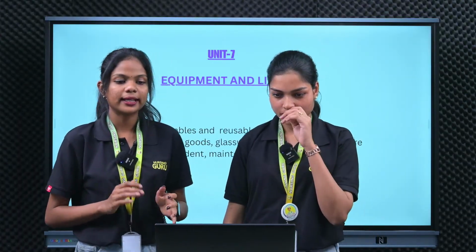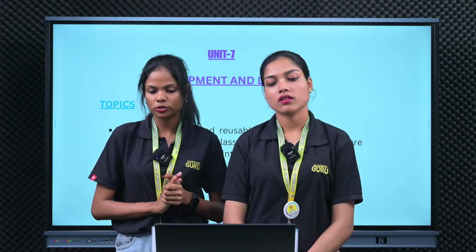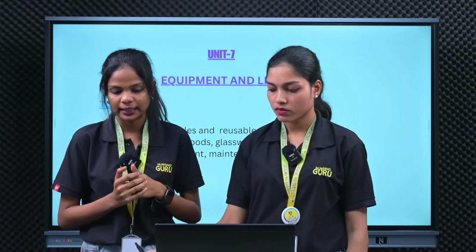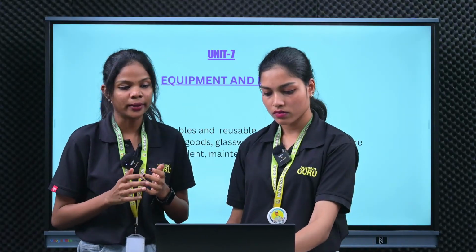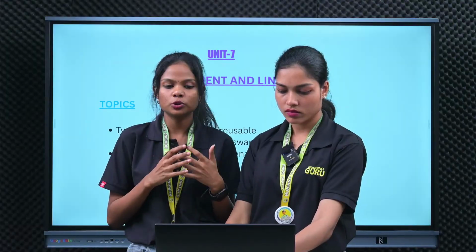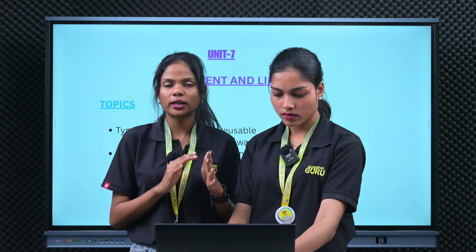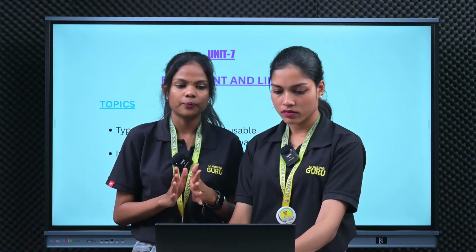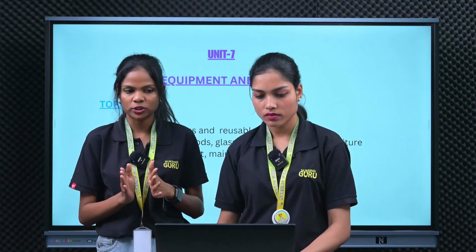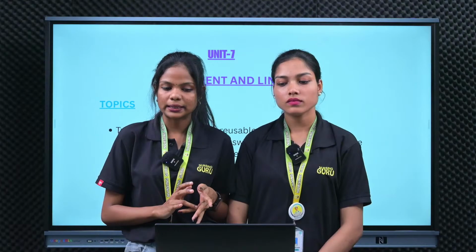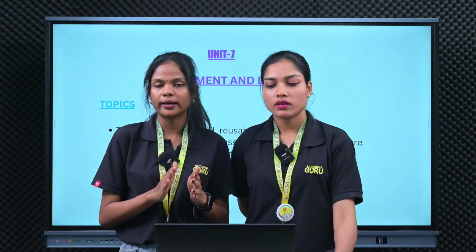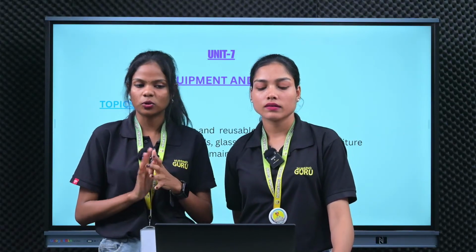Our next chapter is equipment and linen. In that chapter, we are going to discuss the equipment we are using in hospitals, the essential items we are using in patient care, the purpose of the equipment and the linen, how to maintain or function it, and how to handle the equipment. The topics included in this chapter are the types of equipment: disposable and reusable, linen, rubber goods, glassware, metal, plastic, furniture. And the introduction, indent, maintenance and inventory. These topics we are going to discuss in this chapter.